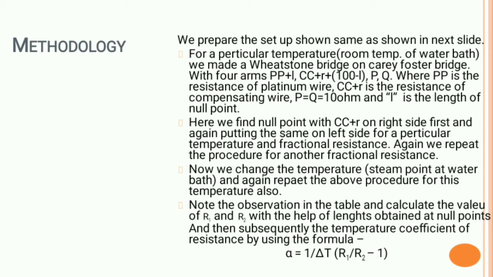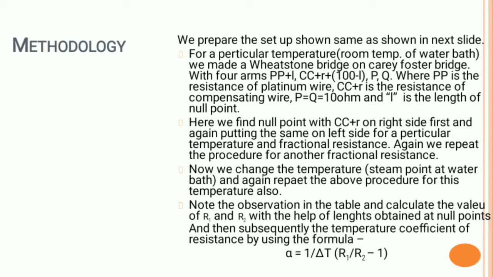We prepare the setup as shown in the next slide. For a particular temperature, the room temperature of the water bath, we make a Wheatstone bridge on the Carey-Foster bridge with 4 arms: PP plus l, CC plus R plus 100 minus l, P and Q, where PP is the resistance of the platinum wire, CC plus R is the resistance of the compensating wire, P equals Q equals 10 ohm, and l is the length of the null point.